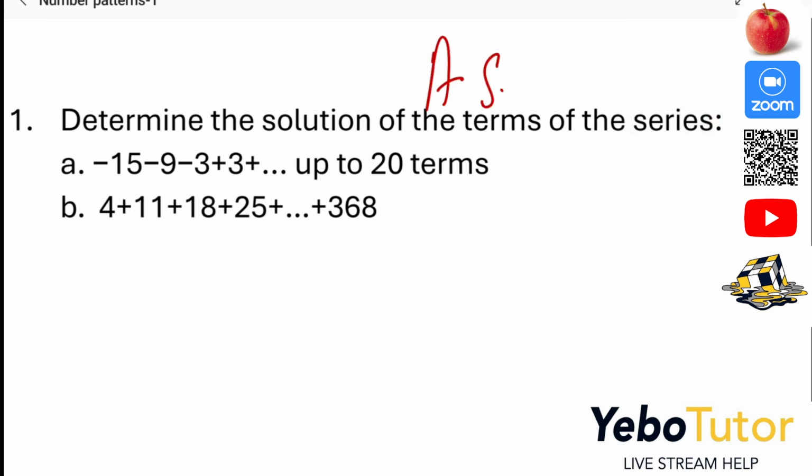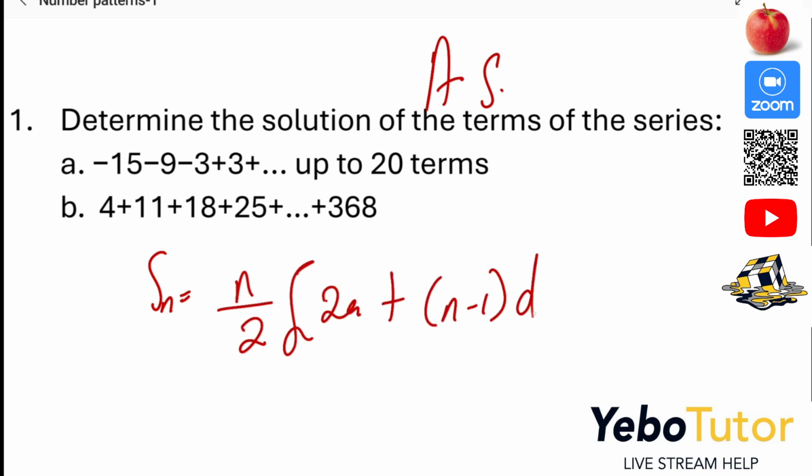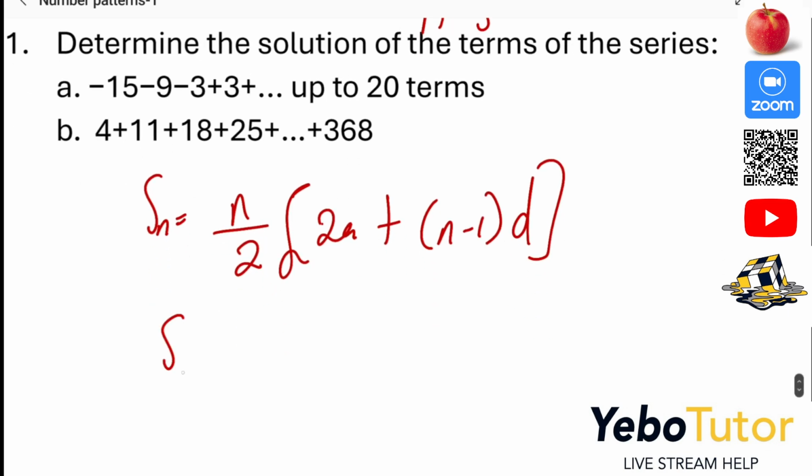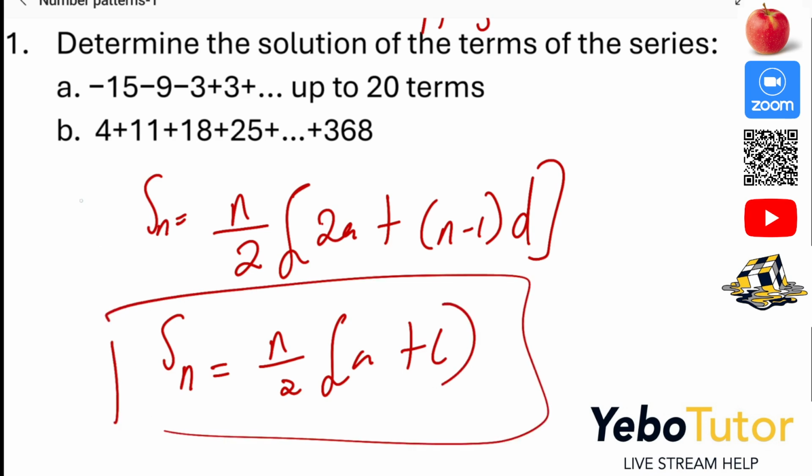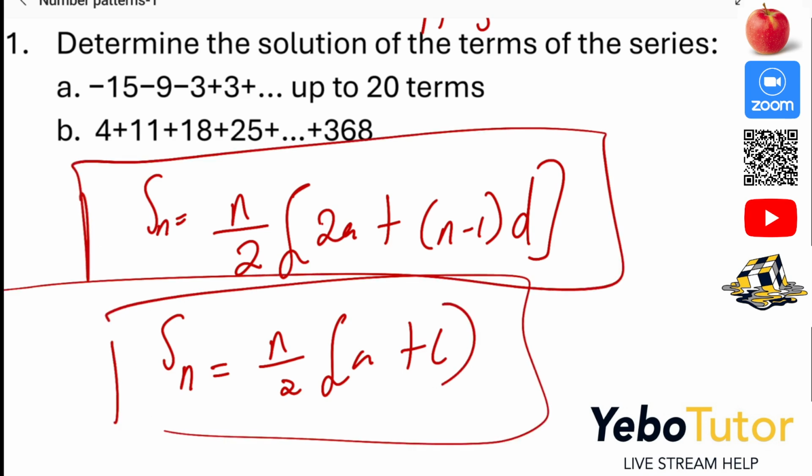Okay, and what do we remember from the arithmetic series? We know that Sn is equal to n divided by 2 multiplied by 2a plus n minus 1 multiplied by d. And also, if we are given the last term, Sn is equal to n divided by 2 multiplied by a plus L, which is your last term. These are the two equations we will always use to calculate the sum of the n terms in a specific sequence or series.